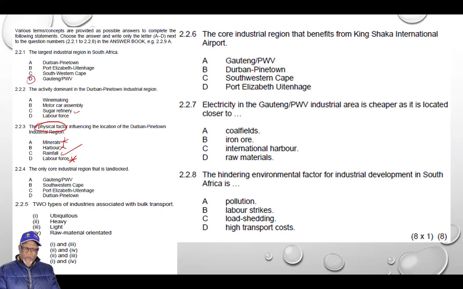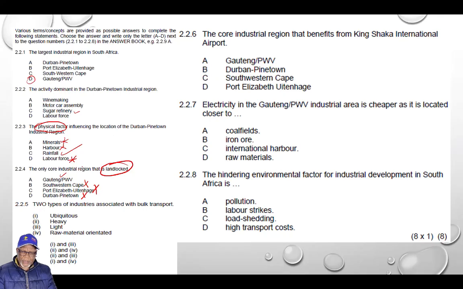The only core industrial region that is landlocked. Landlocked means it does not have access to the sea. Is it the PWV? Is it the Southwestern Cape? Southwestern Cape is not landlocked. There is a coast there. Port Elizabeth is not landlocked. Durban is not landlocked.